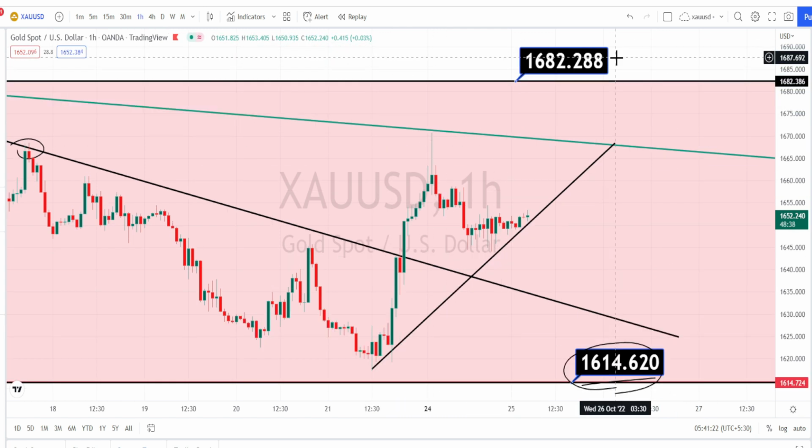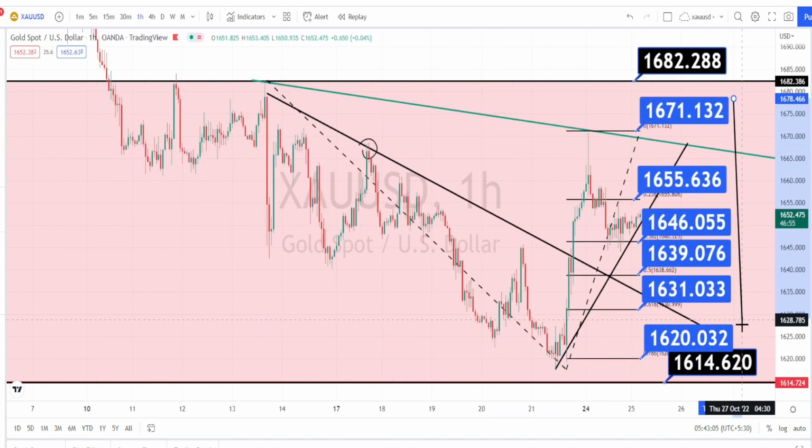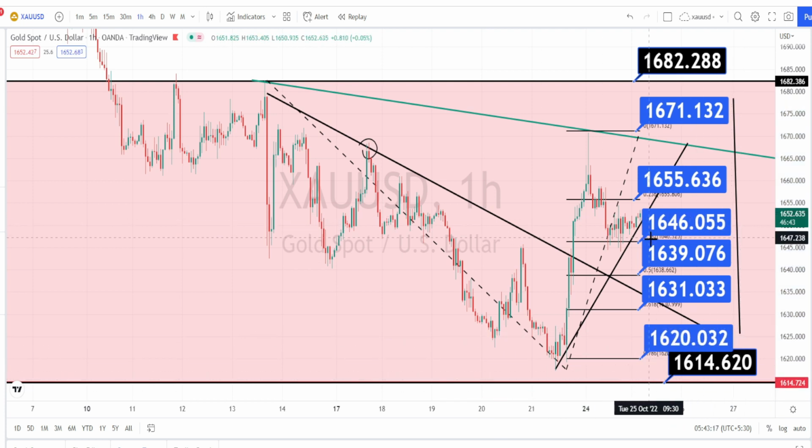Let us mark the support and resistance levels. So the values within these blue color boxes are the resistance and support levels for current price action in hourly time frame. Currently the price action is trading between the support level of 1646 and resistance level of 1655. And if the price action breaks the support level of 1646, next level of support is going to be around 1639, 1631, 1620 and 1614.